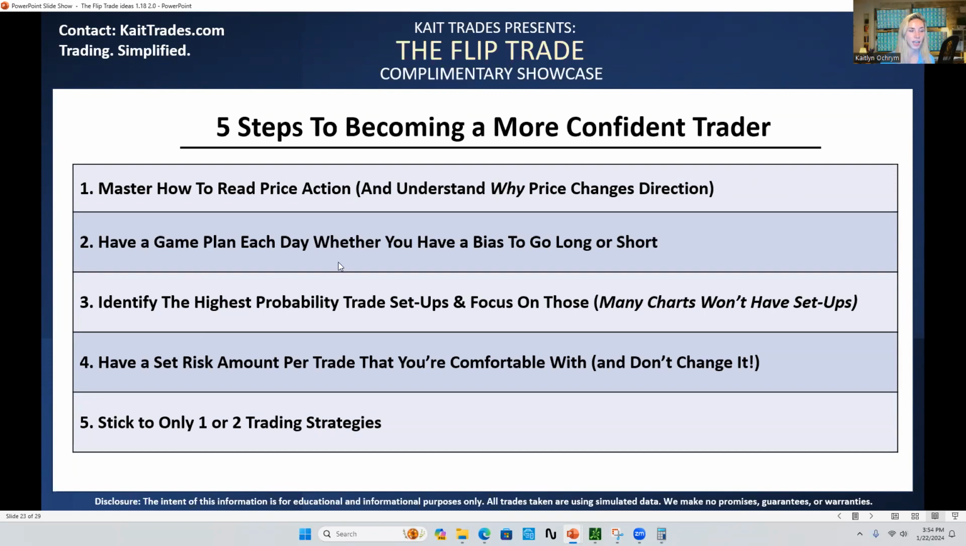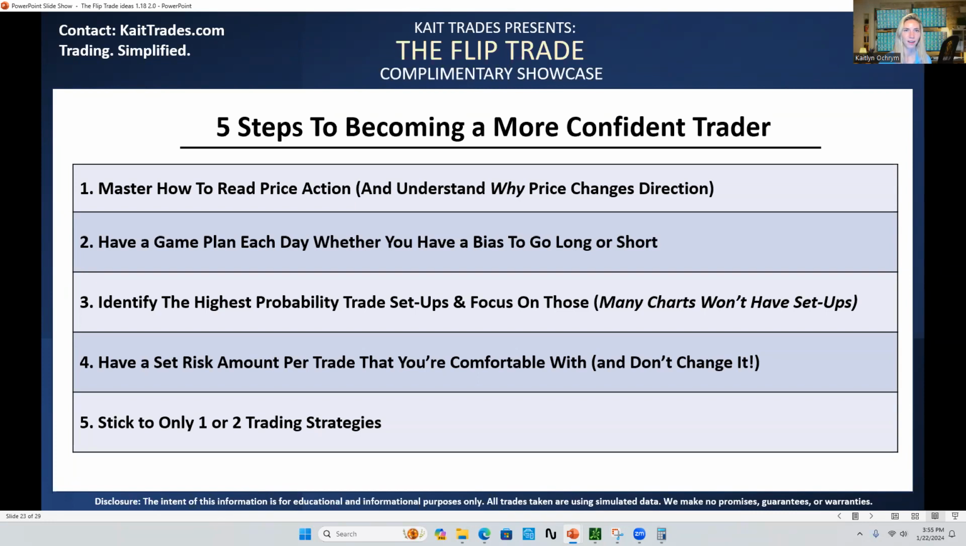Have a game plan each day, whether you have a bias to go long or short. So do we have a 2-candle flip? That should give you a key that I'm looking to go long. Do I have a 2-candle flip to the downside? Looking to go short. Either way, have a game plan ahead of time. I know a lot of students just jump into the charts and the markets and start trading without taking the time to understand what's going on and what side of the trade they should be on.